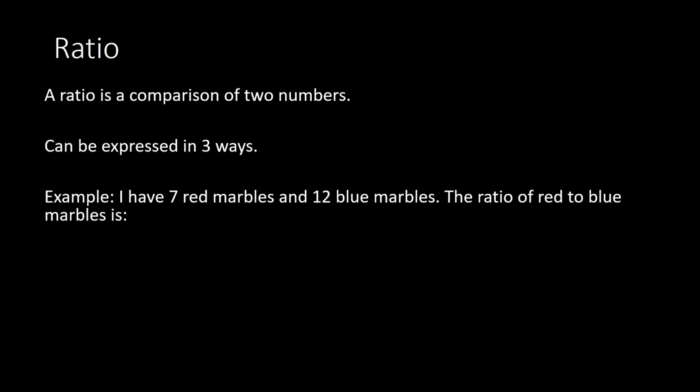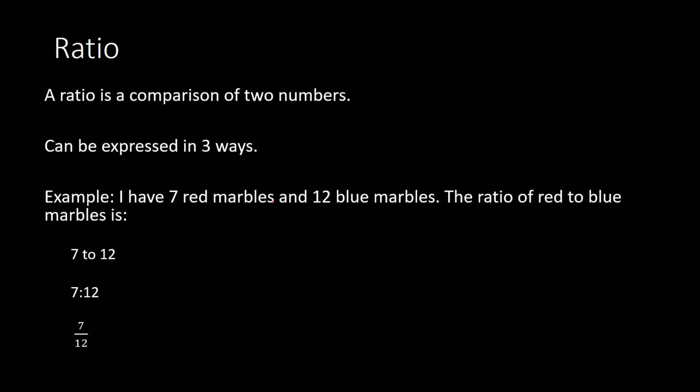So for example, if you had 7 red marbles and 12 blue marbles, and you were told to write the ratio of red to blue marbles, the ratio is simply a comparison of how many red marbles do we have with how many blue marbles do we have. So the first way that we can write this would be as 7 to 12. Second way is using a colon, so we have 7 colon 12. And the third way is using a fraction, 7 divided by 12, or 7 over 12. Each of these three ways are okay ways to write a ratio.